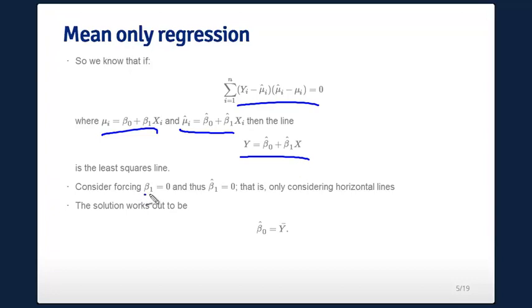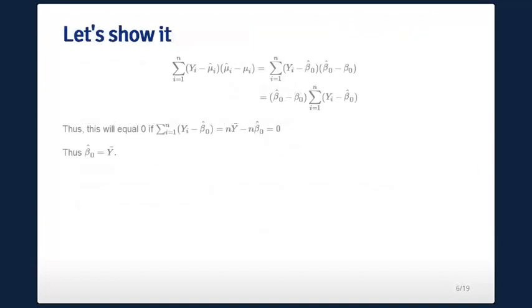If we force beta 1 to be 0, then we only have the one parameter beta naught, and then it's only considering horizontal lines, and that works out to be y bar. We already worked out the solution, right? If you just want to minimize the sum of y i minus beta naught quantity squared, we've already worked out that solution in the previous lecture.